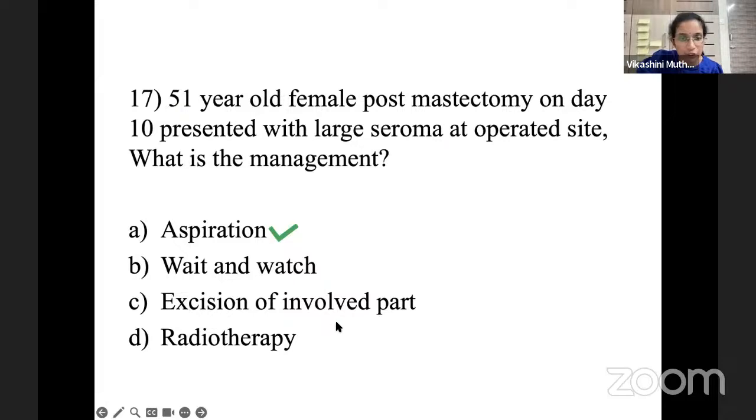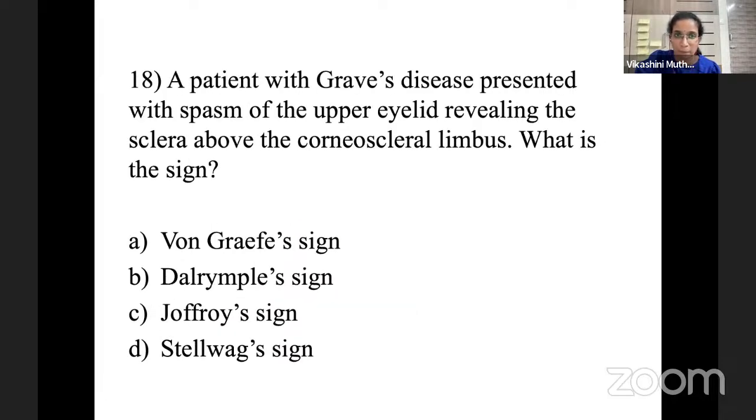And what about this excision of involved part? The excision of involved part is not something you do on the postoperative day 10. It's done on the day of surgery on the operative table itself. Like if there is an excess skin, you just excise. And this radiotherapy is out of the equation. Why would you use radiotherapy for seroma?